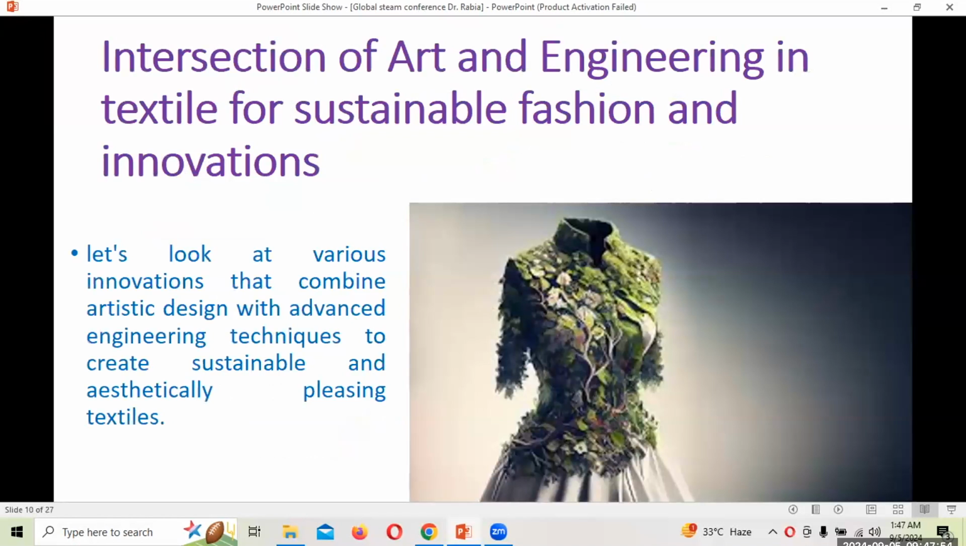So now I will give some points on how art and textile engineering are innovating and collaborating to give sustainable fashion and sustainable innovations in the textile industry and for consumers. So this is due to the green technologies in textile and the combination of art and textile, which gives various innovations which combine design and advanced engineering techniques to create sustainable and aesthetically pleasing textiles.